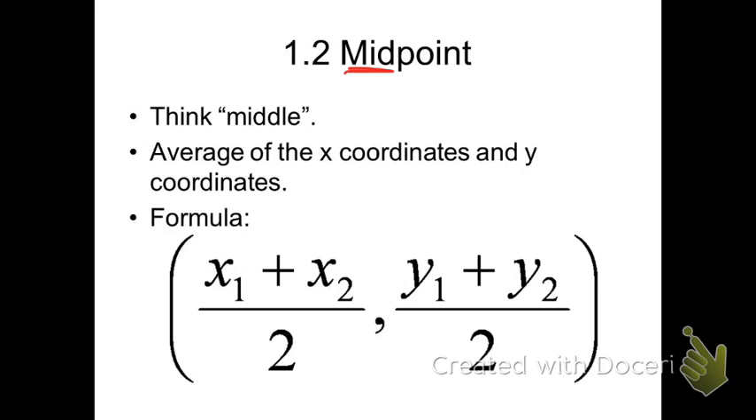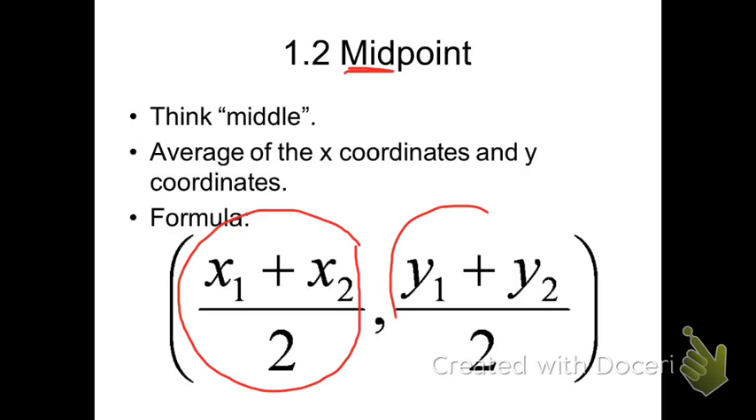So to find it algebraically, you just need to find the average of the x-coordinates and the average of your y-coordinates. The same way you would find the average of, say, 2 test scores. To do that, you would add your 2 test scores together and then divide by 2. Same thing goes for midpoint. To find the x-coordinate of your midpoint, you would add your 2 x-coordinates together and divide by 2. And to find the y-coordinate of your midpoint, you would add your 2 y-coordinates together and divide by 2.